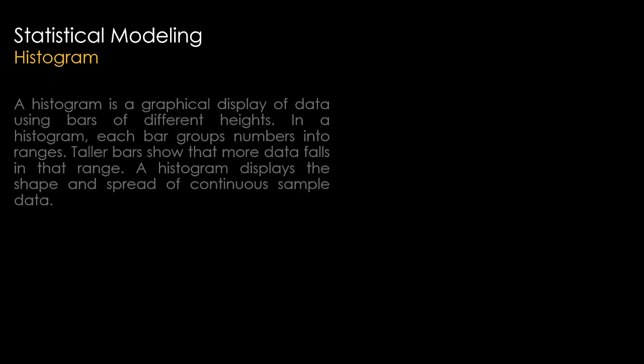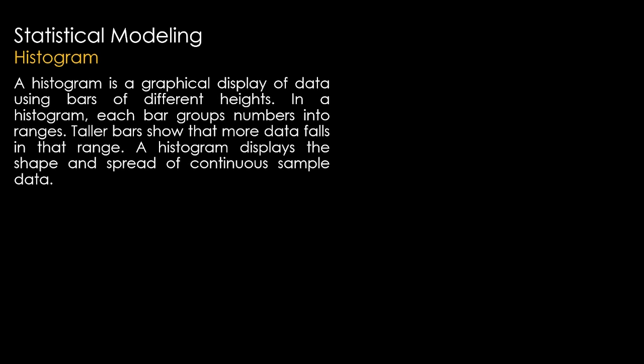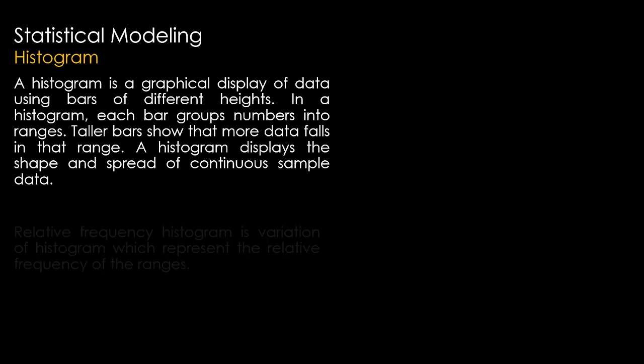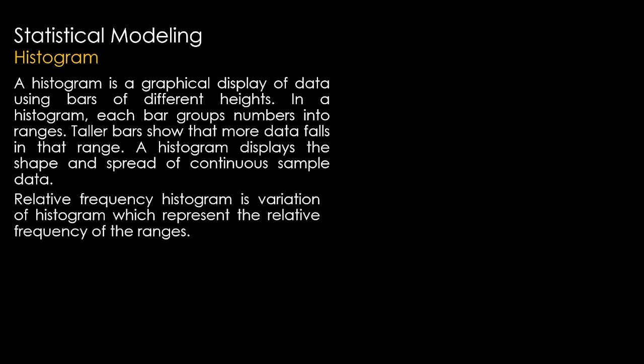Next, we have the histogram. So we are done with scatter plot, stem and leaf plot, and now we'll be discussing histogram. A histogram is a graphical display of data using bars of different heights. In a histogram, each bar groups members into ranges. Taller bars show that more data falls into that range. A histogram displays the shape and spread of continuous sample data. Whereas the relative frequency histogram is a variation of histogram. This represents the relative frequency of the ranges.